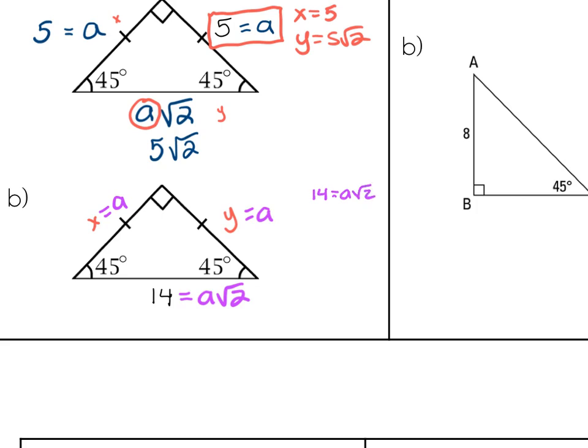I got to divide both sides by the square root of 2. Can you leave a root in the denominator? No, so we rationalize it by multiplying both the top and the bottom by that same root. And I get 14 times the square root of 2 over square root 2 times square root 2, which is square root 4, which would be 2.